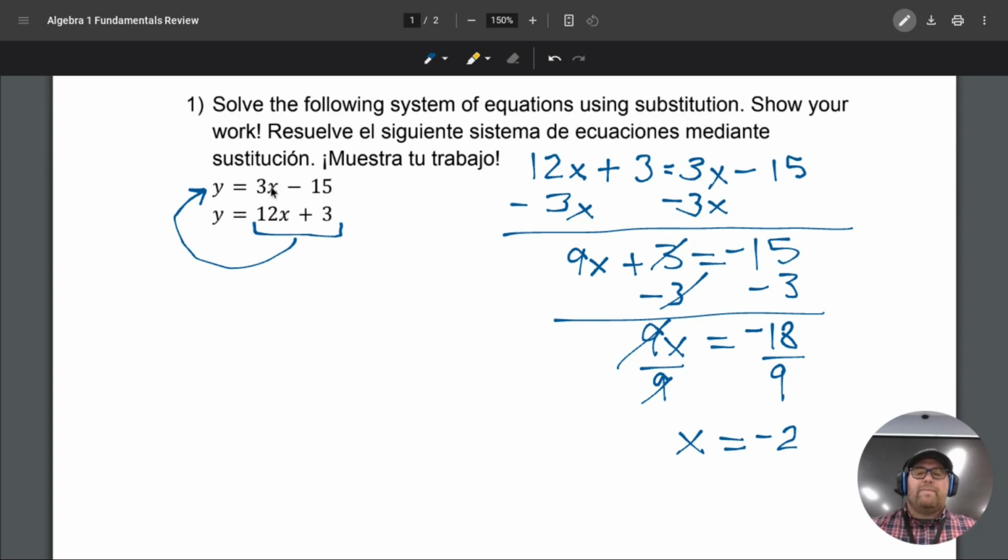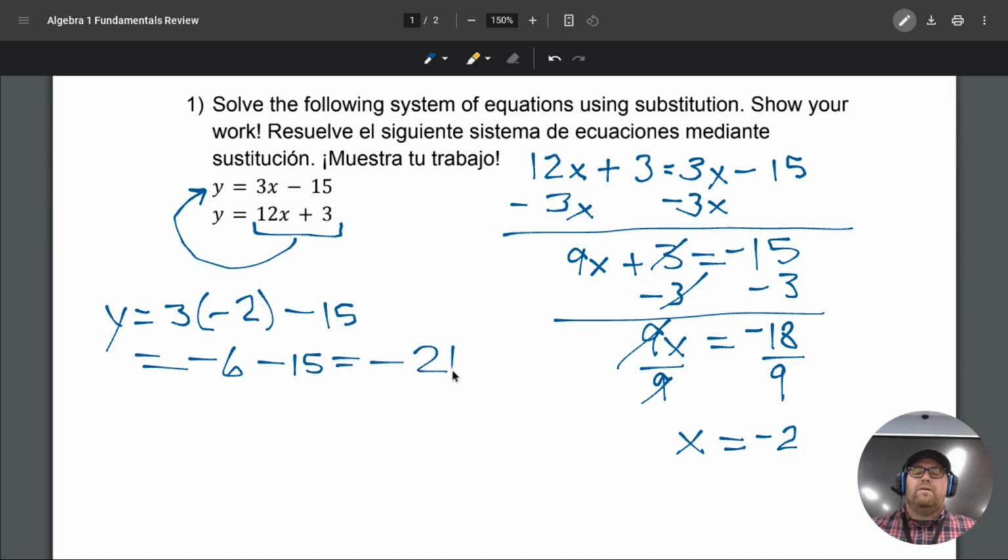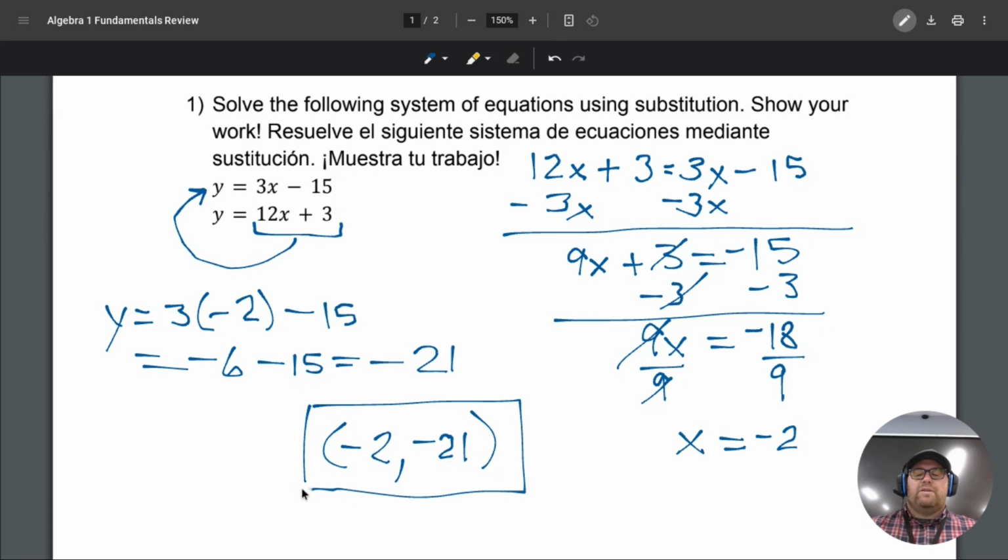I then want to substitute in my value of x into one of these equations. The top one seems easier, so I'm going to do y equals 3 times negative 2 minus 15. 3 times negative 2 is negative 6, so negative 6 minus 15 equals negative 21. So my solution to this problem is negative 2, negative 21. And I like to just put my answer in a box. It shows everyone where my answer is. That's it for that one.